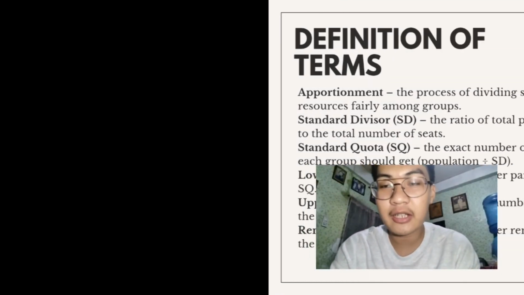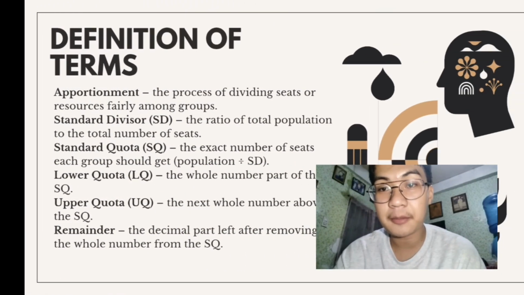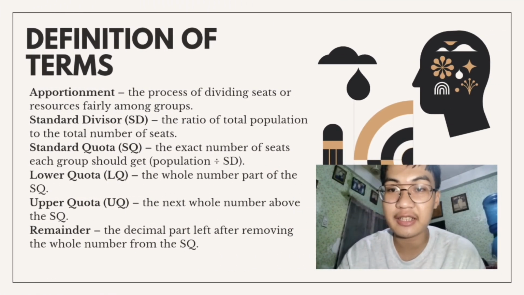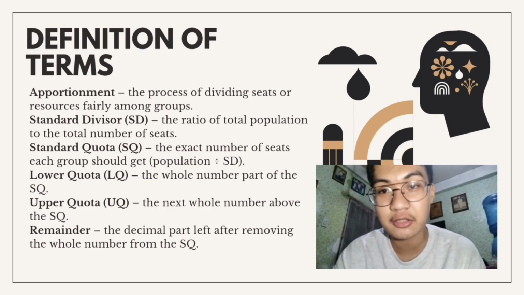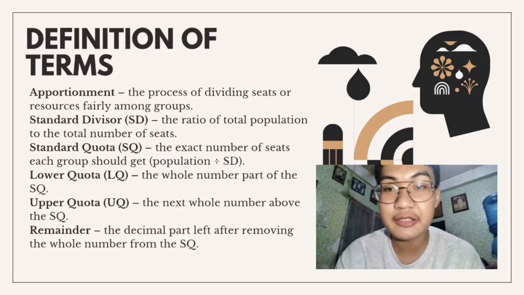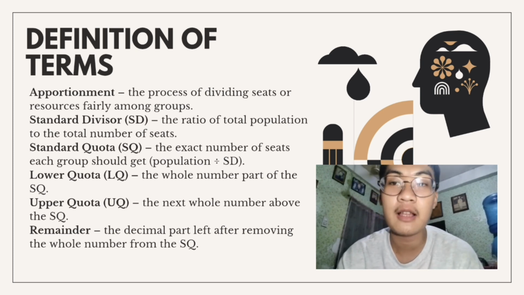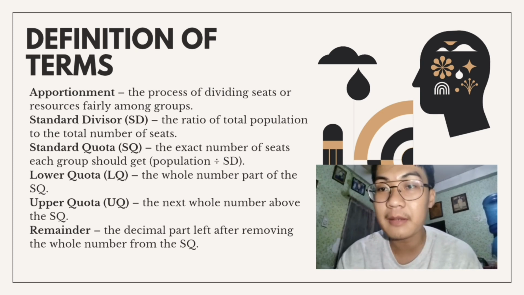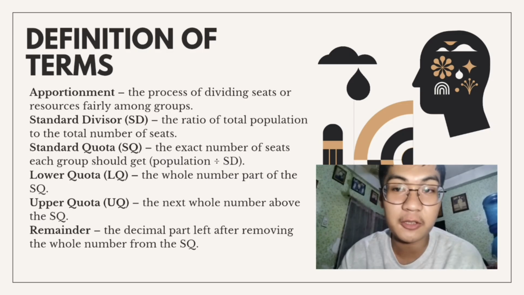So first, let's define apportionment. Apportionment is the process of distributing seats, such as in a legislature, among different groups based on population. In simple words, it's about making sure every group gets representation according to how many people they have. For example, a bigger state with more people should receive more seats compared to a smaller state.